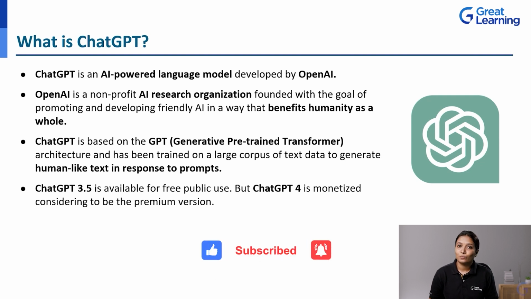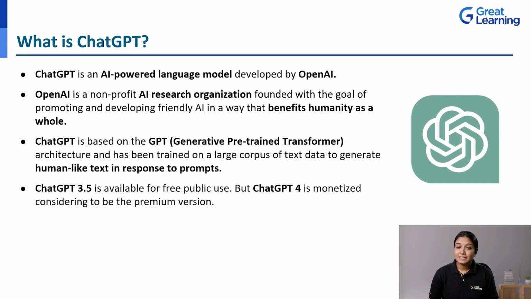OpenAI came up with a model which is oriented towards AI-powered language, that is the ChatGPT interface. The developer of this is OpenAI. OpenAI is a non-profit AI research organization which was founded with a goal to promote and develop user-friendly and programmer-friendly AI, and also have benefits in the coding platform and many other aspects, or help the technical people to improvise themselves with the machine conversation that happens generally with ChatGPT.